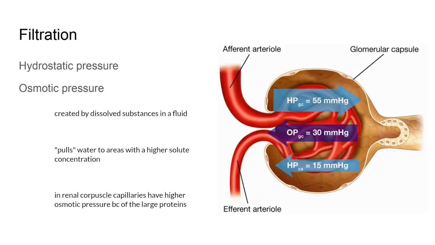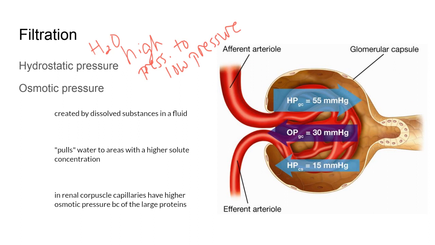So let's take a look at how this filtration process occurs. There are essentially 2 pressures that are going to help move fluids and molecules back and forth across the various cells and membranes. The first one is hydrostatic pressure. Hydro is water, right? So hydrostatic pressure is pushing water from a high pressure to a low pressure. We're not talking about concentration or anything, we're talking about actual pressure here.